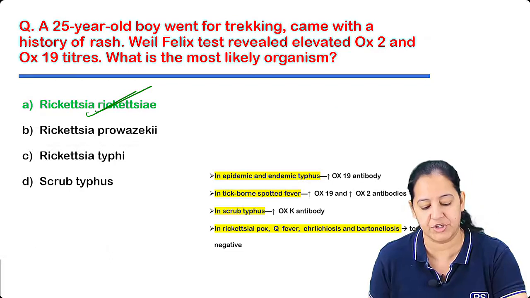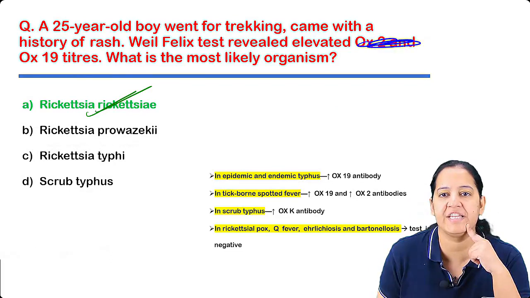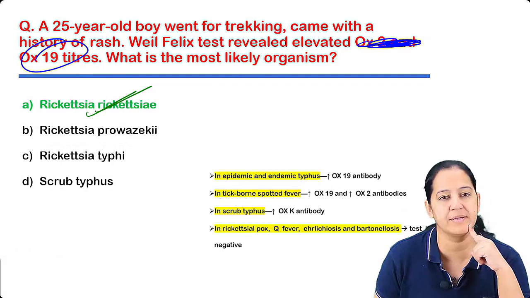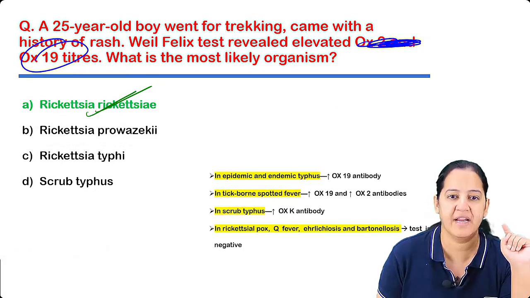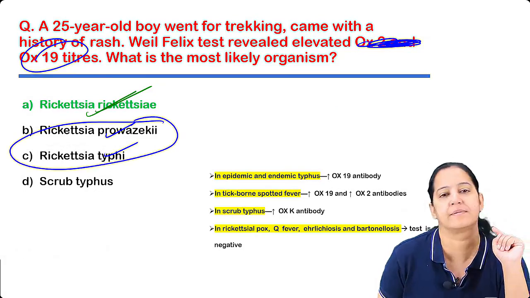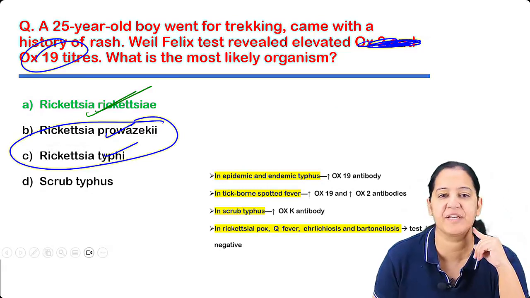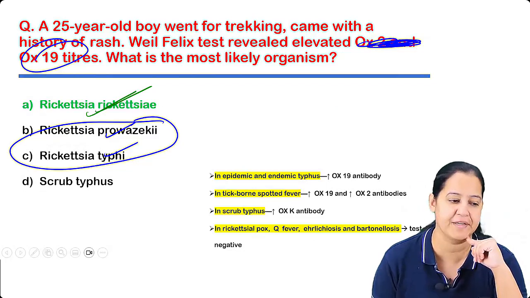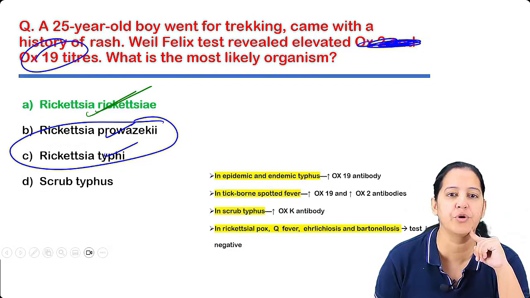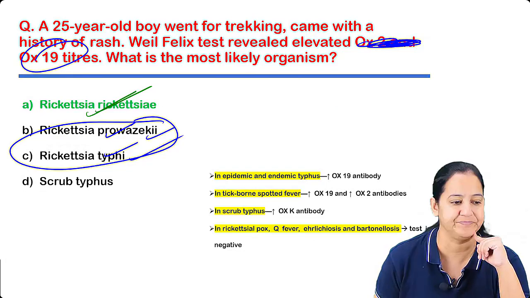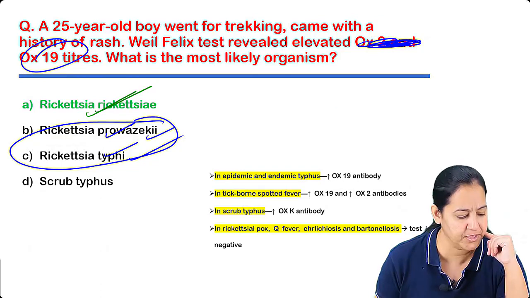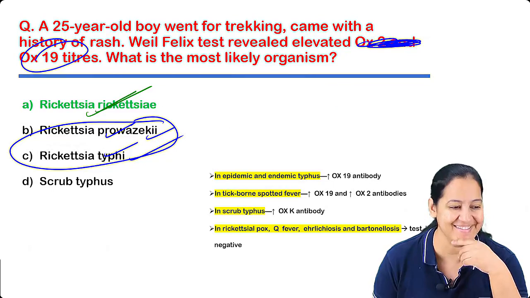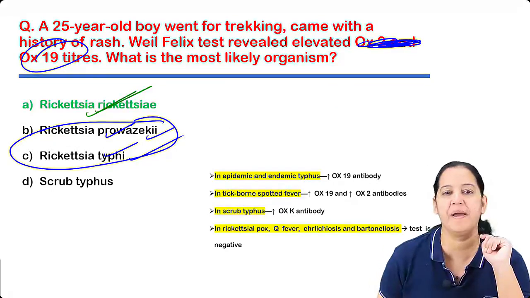Listen, if I give only 19, not 2, then what is your answer? Only 19, not 2. The first two. In that case, Rickettsia prowazekii and typhi both will be the answer. Epidemic and endemic typhus. Right? In that case, both will be your answer. RP, RT. A and B both, right? Why are you saying only B? B and C both, right? It is present in both. So here the answer will be both.